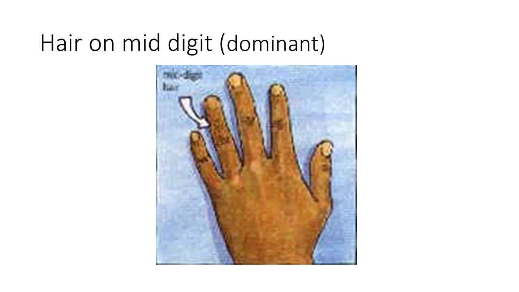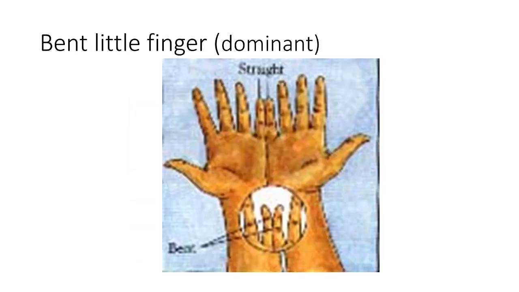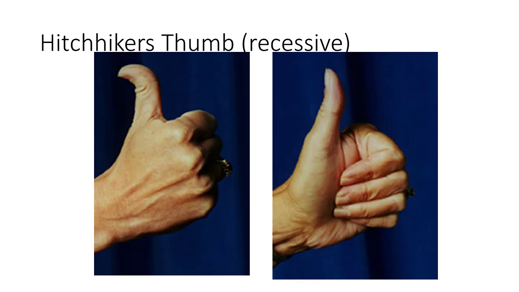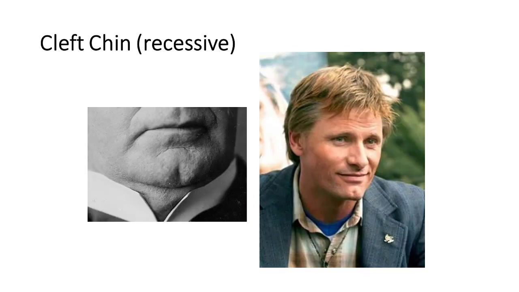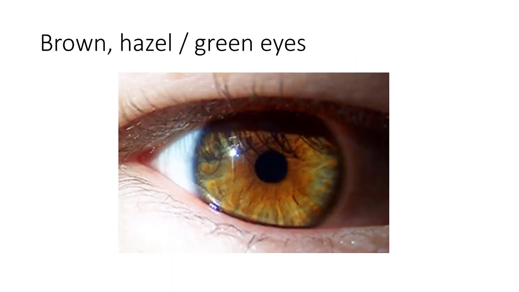If you take a look at hair on the middle digit of your fingers or toes, that's a dominant trait. Freckles, dominant trait. If you put your hands together, like you see in this picture, you may find that your pinkies lie straight against each other. That would be a dominant trait. If there's a little bend in them, that they kind of peel off in a bit of a V shape, that would be a recessive trait. Hitchhiker's thumb, recessive. Cleft chin, recessive. Curly hair, also recessive. And brown eyes tend to be dominant to blue eyes or green eyes.